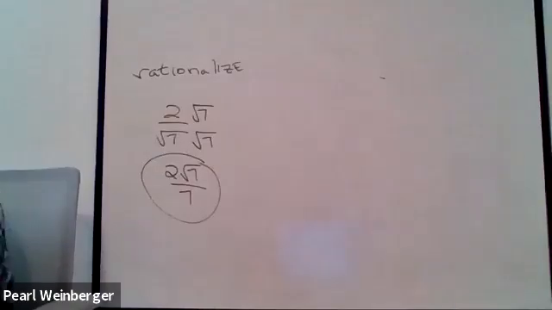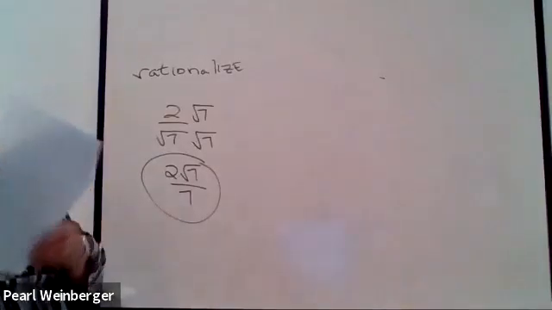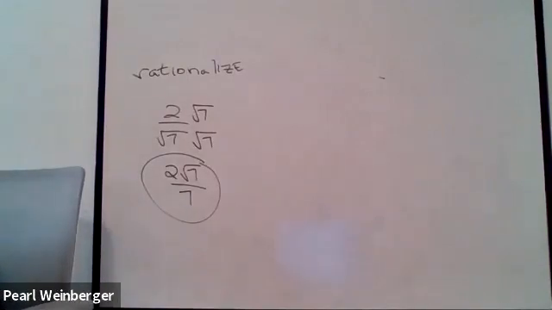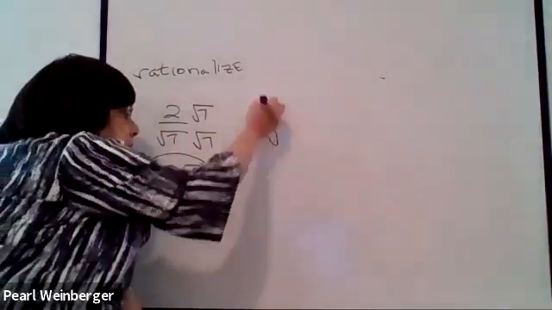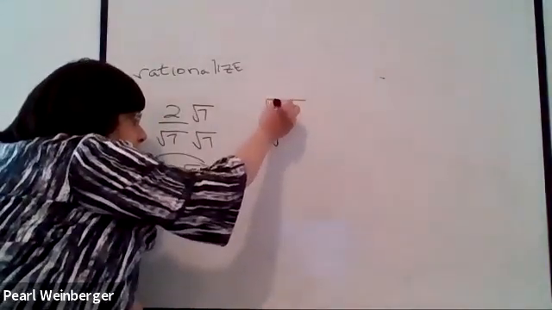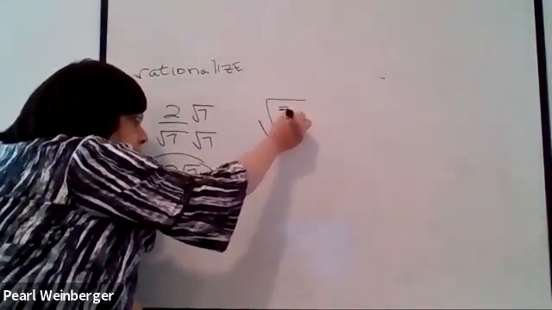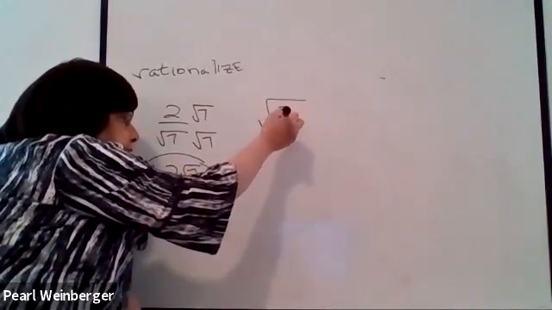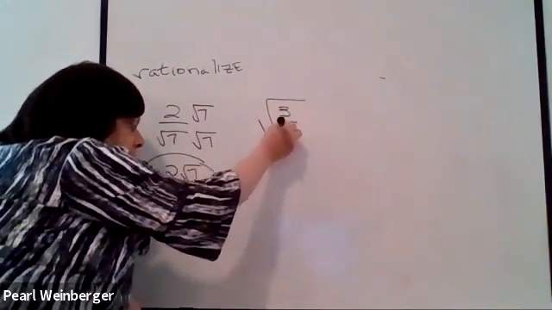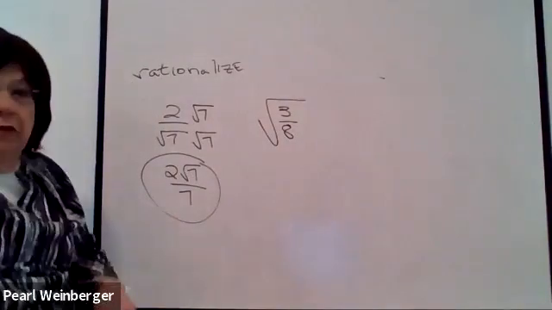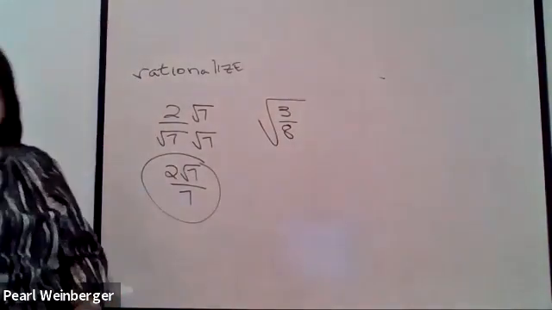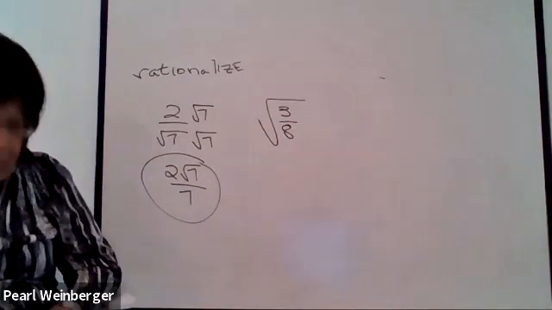Okay, let's try one more. I'll give you one to try. Let's see. What if I gave you, suppose I gave you the square root of 3 over 8. See if you could simplify this. I'll give you a couple minutes to try that.